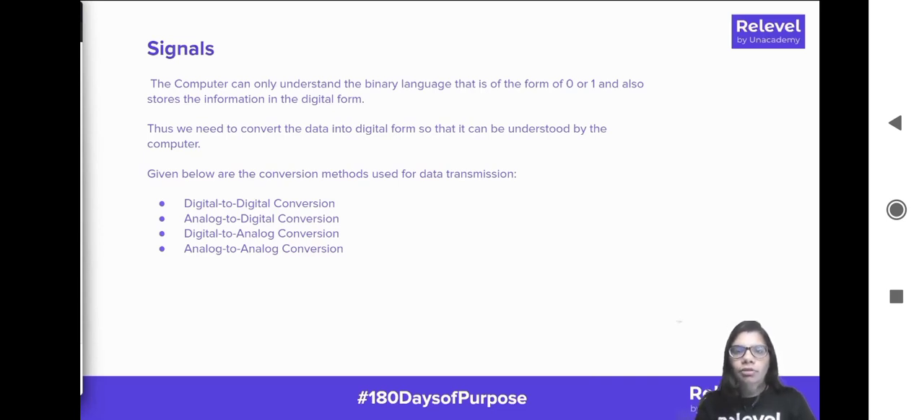Now the third type of your line encoding is bipolar encoding. So bipolar encoding uses 3 voltage levels: positive, negative, and 0. 0 voltage represents binary 0, and bit 1 is represented by alternating positive and negative voltages.